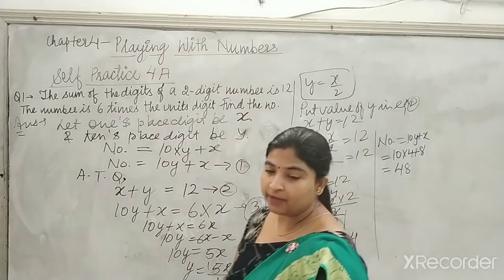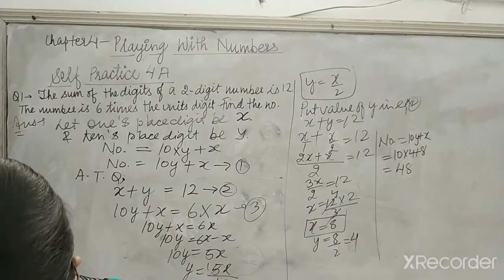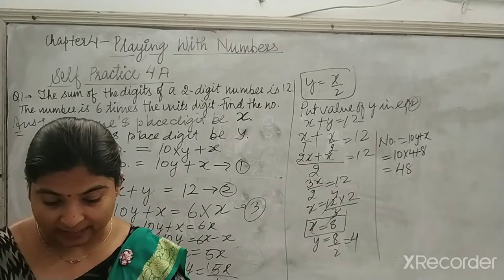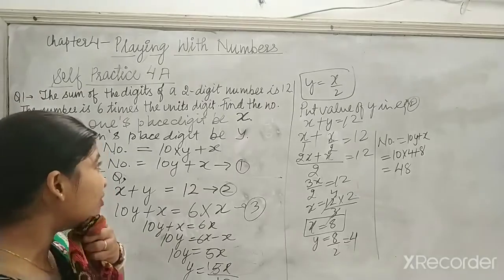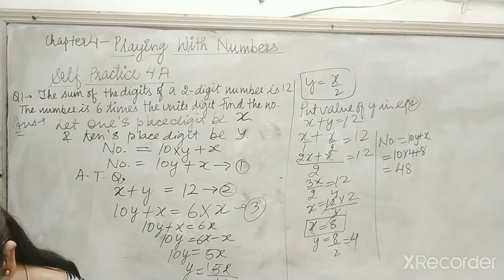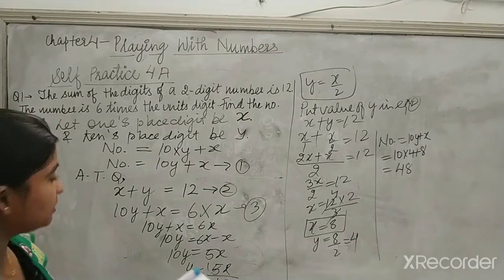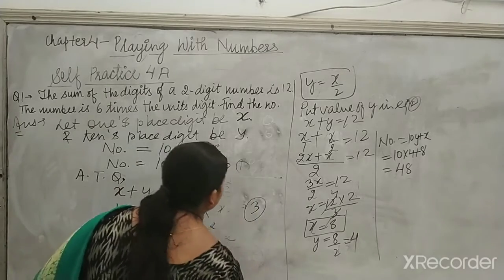We simply have to find the number. This is the answer of question number one. Similarly, you can go with question number three. Question number two you will try to do yourself. I am doing question number three. What does it say?